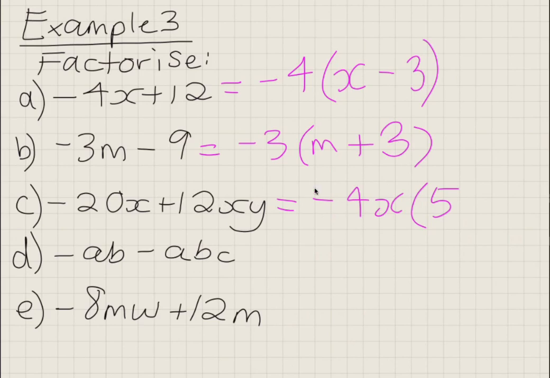And minus 4x times what gives positive 12xy? Now, in order for this negative to turn into the positive here when we multiply, we know that we must have a negative in the brackets. Then 4x times what gives this? Well, 4 times 3, and we're missing y, so it must be minus 3y.